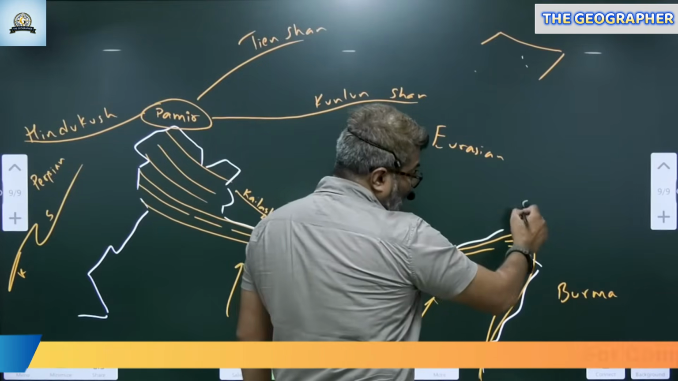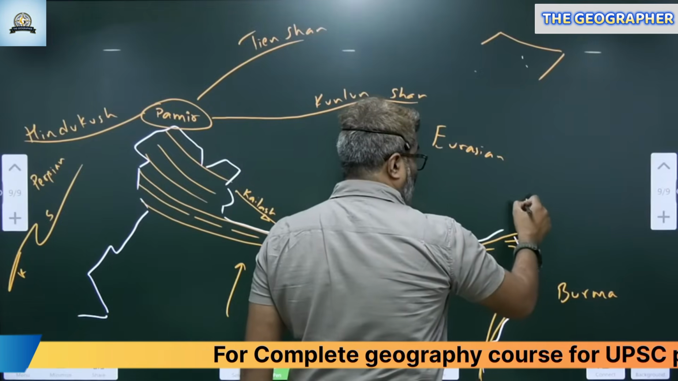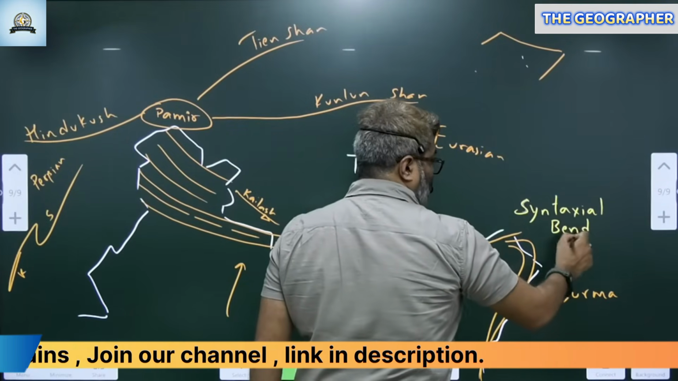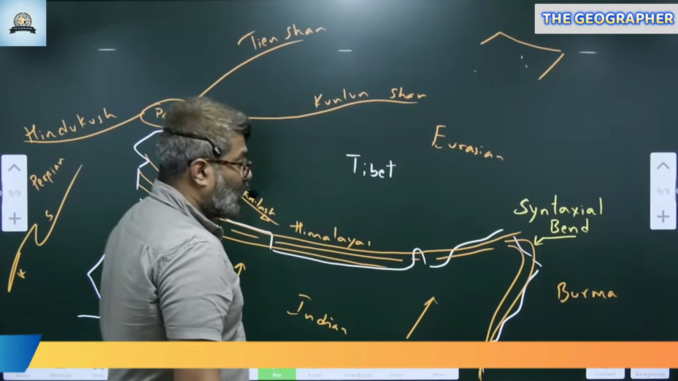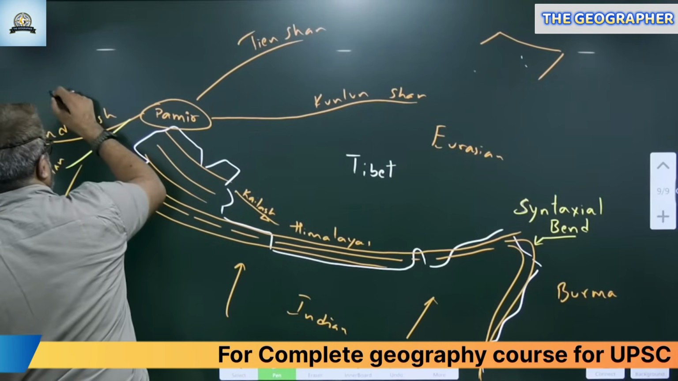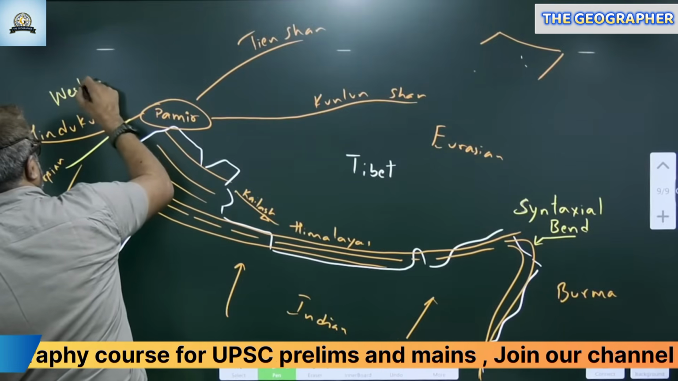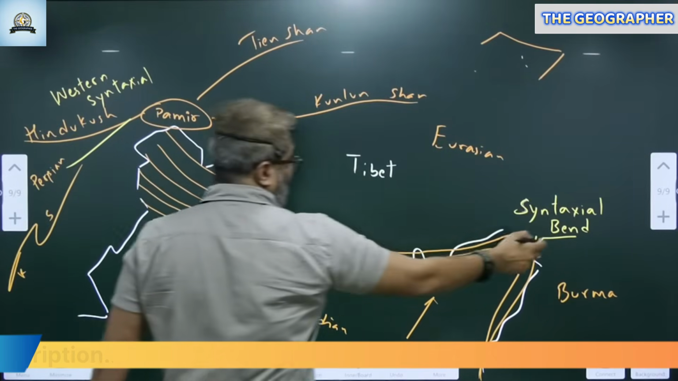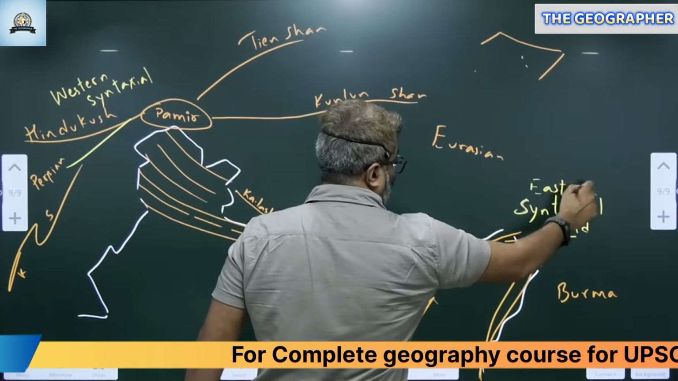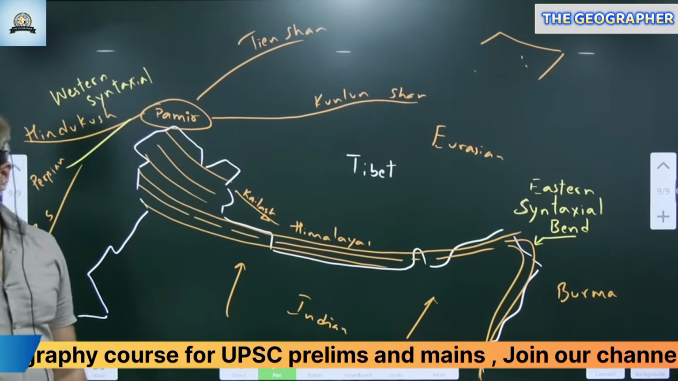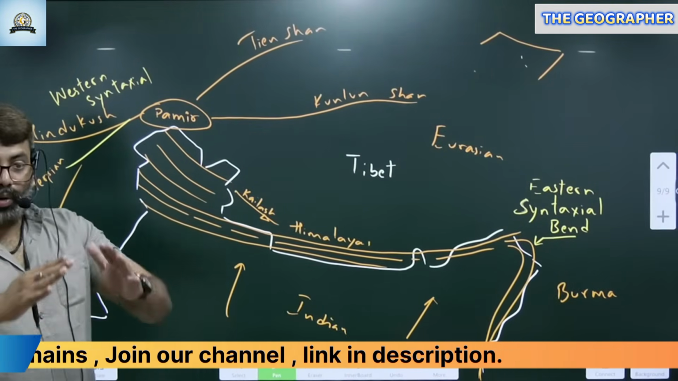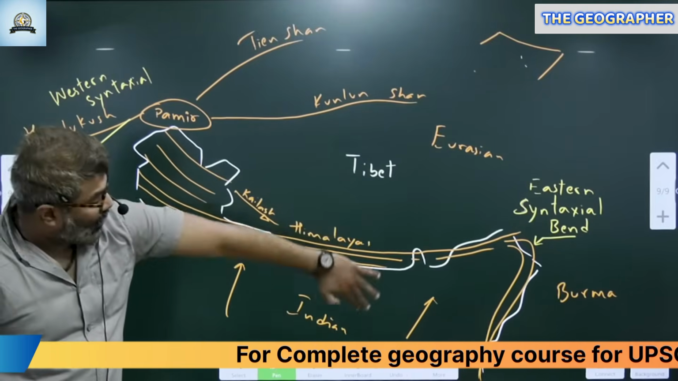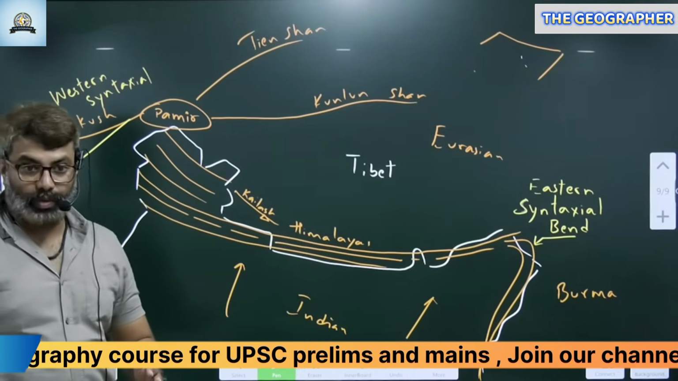So this kind of bend is called syntaxial bend. Right? Syntaxial bend, they call this. Here also there is, this is also syntaxial bend. This is western syntaxial bend. Eastern syntaxial bend. Western and eastern syntaxial bend. So along the boundary of the Indian plate, the sediments are folded, mountains are formed. So the mountains also appear to have bent on the edges. Okay.